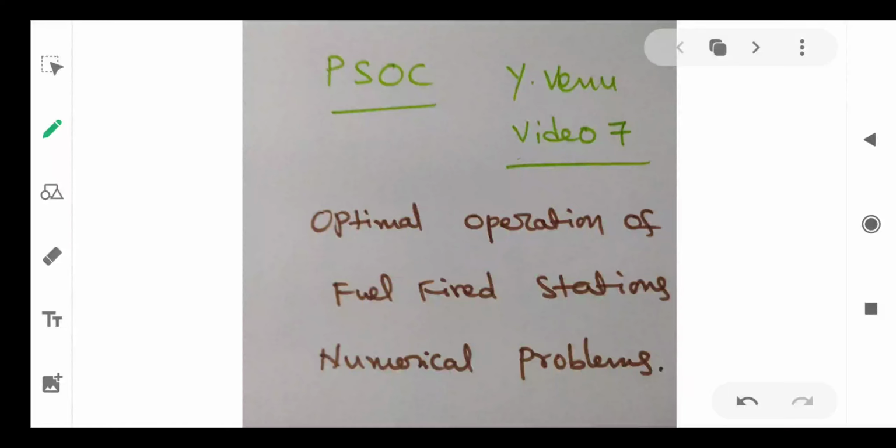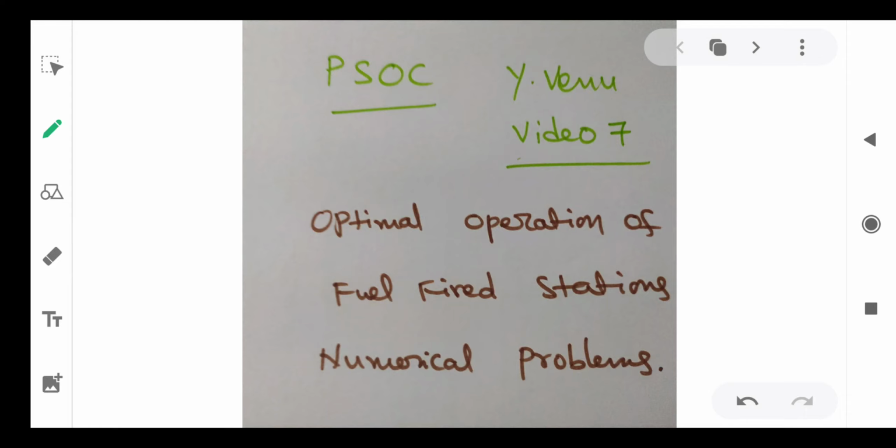Good morning everyone. In the previous videos we have discussed the optimal operation of thermal power plants without line losses and with line losses, and the coordination equations for both cases. Today I would like to explain the numerical problems related to the optimal operation of fuel-fired stations, particularly thermal power plants.